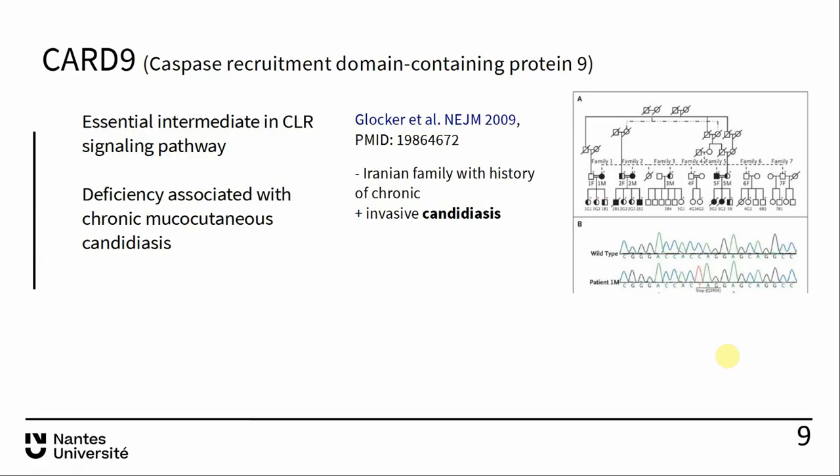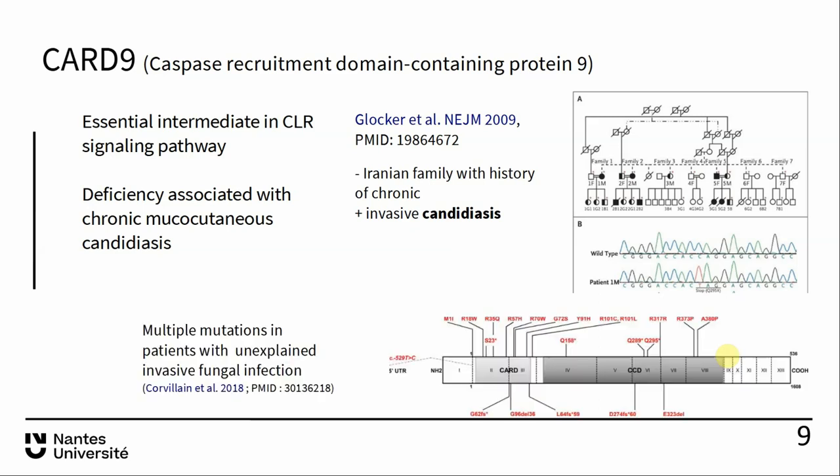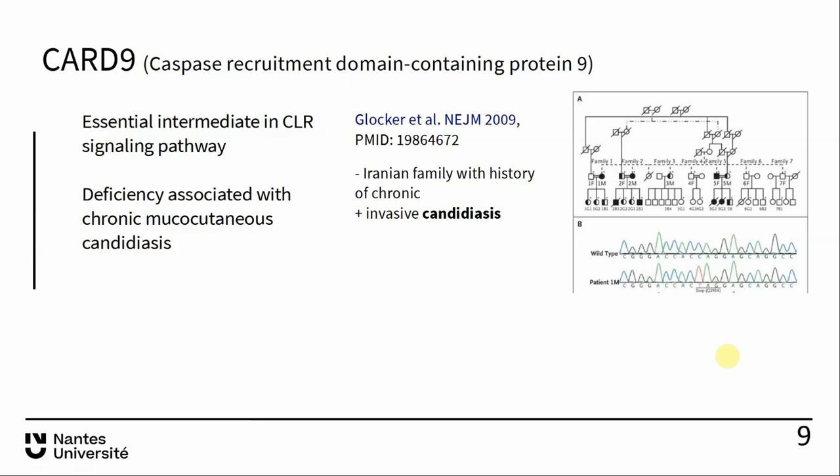So you've got this Iranian family with a history of chronic invasive candidiasis. And if you have a look at this family, you've got first cousin marriages, second cousin marriages. So you've got this consanguinity which allows these rare mutations to accumulate, to achieve some homozygosity in some people. Okay, so that's why you get these rare mutations coming up in some particular families.